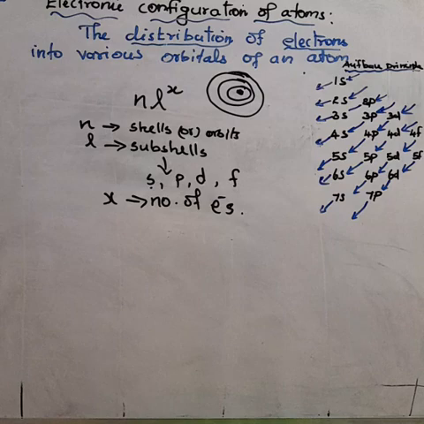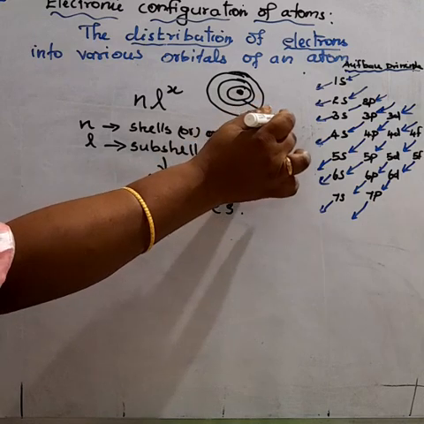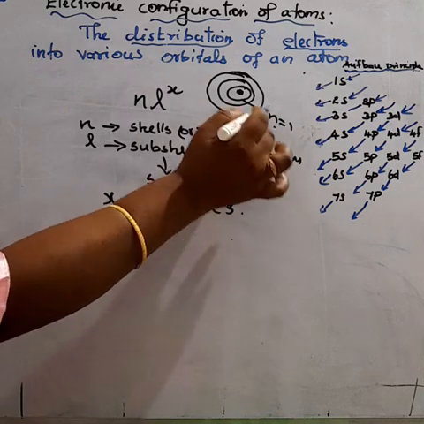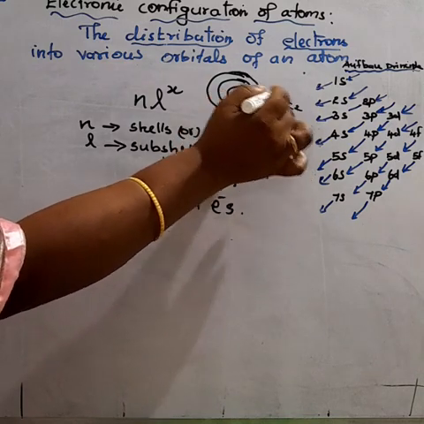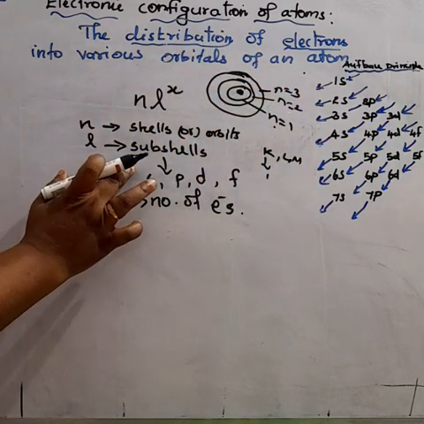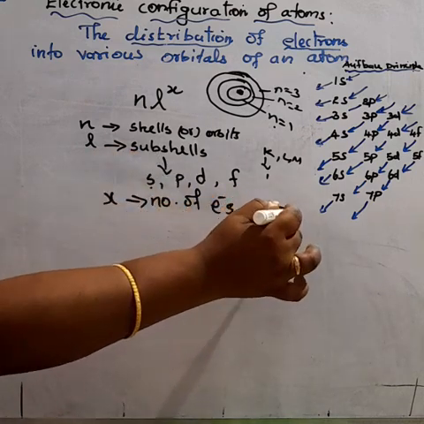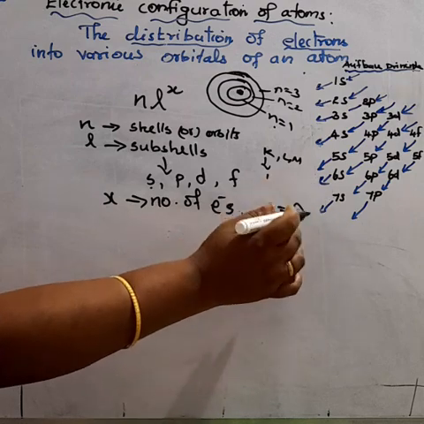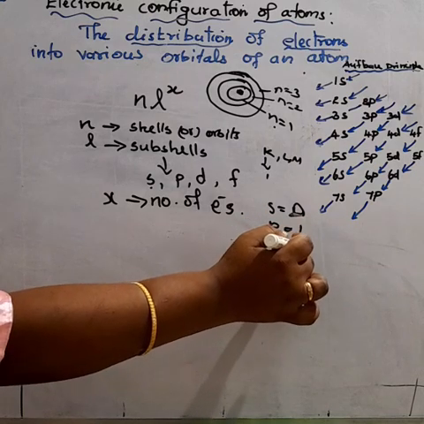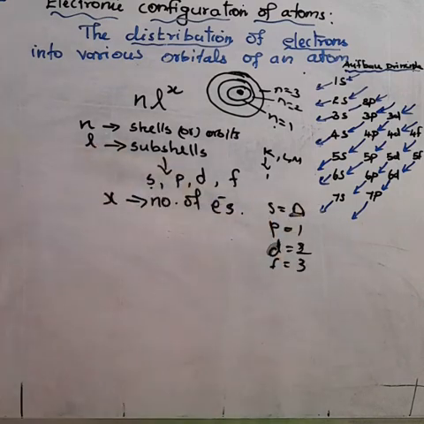So n represents the number of the shell. n equal to 1 means the K shell, n equal to 2 means the L shell, then the M shell and the N shell: first shell, second shell, third shell, fourth shell. That is what n represents. And what does l represent? l equals 0 means s orbital, l equal to 1 means p orbital, l equal to 2 means d orbital, l equal to 3 means f orbital. These are the l values.